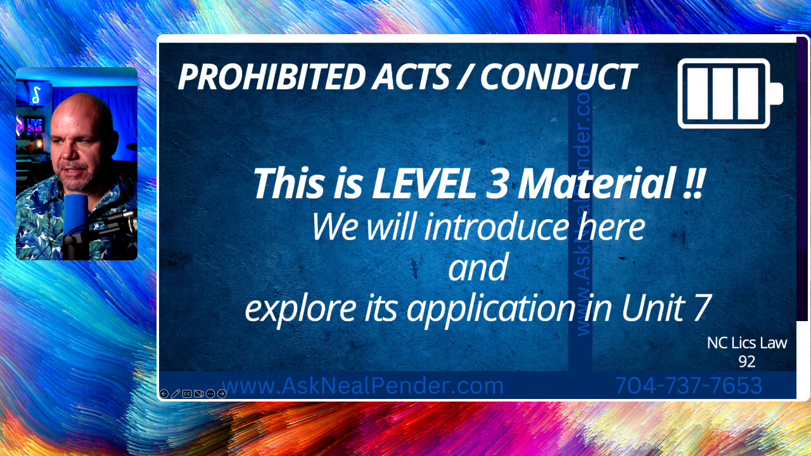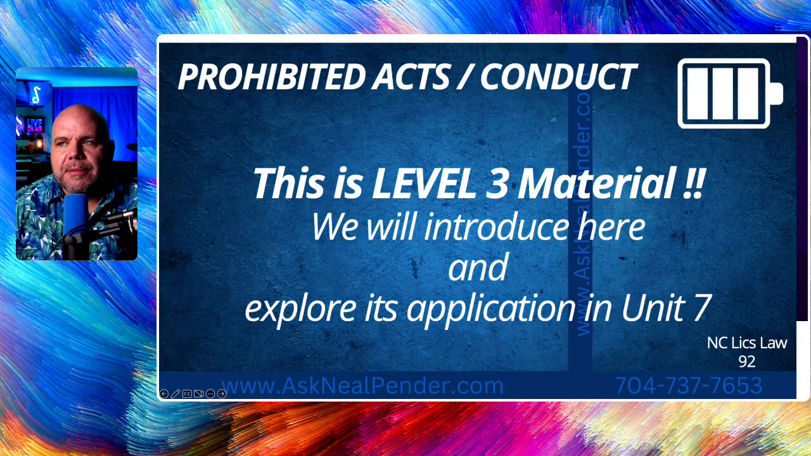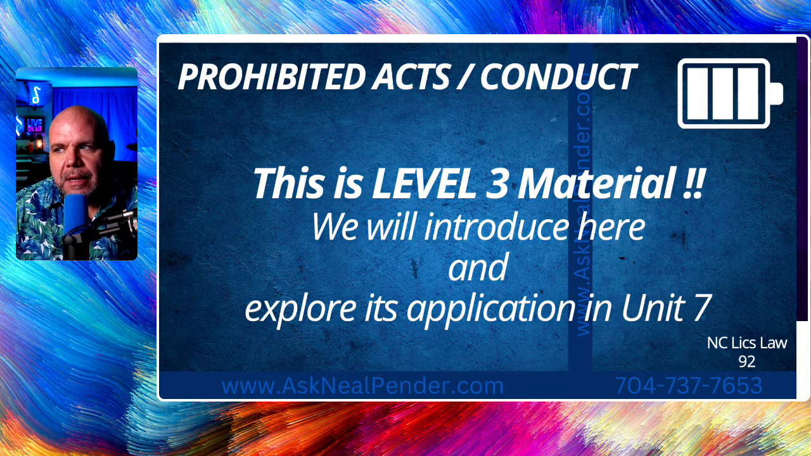Prohibited acts. We're going to talk about some prohibited acts here in a moment. And when it comes to prohibited acts, from time to time, you'll see these little battery symbols. That means level 3. You might see 2 bars instead of 3. That's level 2, and 1 bar, obviously level 1. So we're going to be talking about some level 3 material here in just a moment.